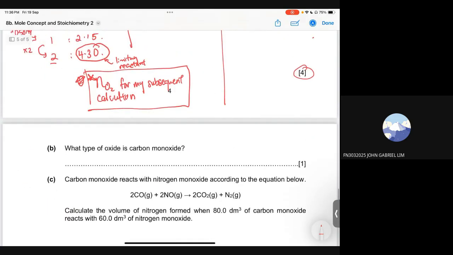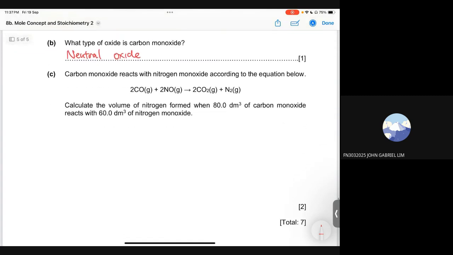Okay. Part B is not a mole calculation question. It is an acid-base question. So what type of oxide is carbon monoxide? The answer is it's a neutral oxide. If you don't know why it's a neutral oxide, please go and revise your acid and base. Okay, next one, let's go on.